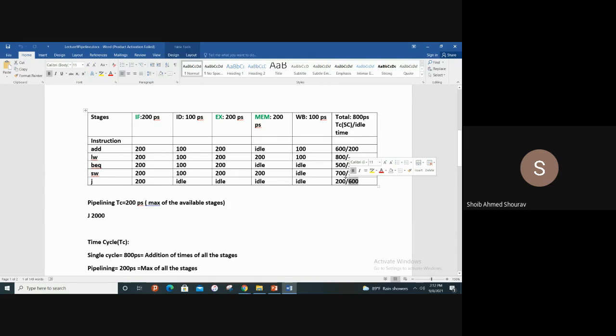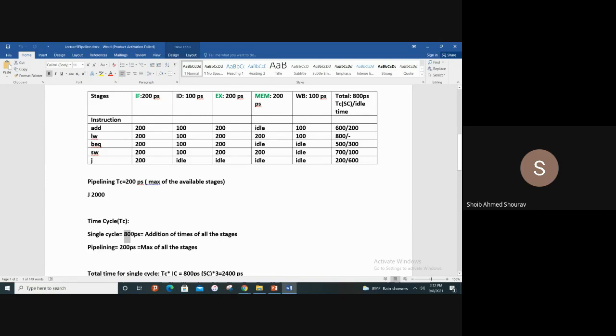So the time cycle for single cycle is 800 picoseconds, the addition of the times of all the stages: IF, ID, EX, MEM, WB. If we add all these, we get 800 picoseconds. For single cycle, it is time cycle TC. And for pipelining, the time cycle is the maximum of all the stages. The maximum time was 200, although three stages had that, and this is the time you have to pick: 200 picoseconds, which is the time cycle for pipelining. So for any example, we need to find the time cycle before we can do anything here.